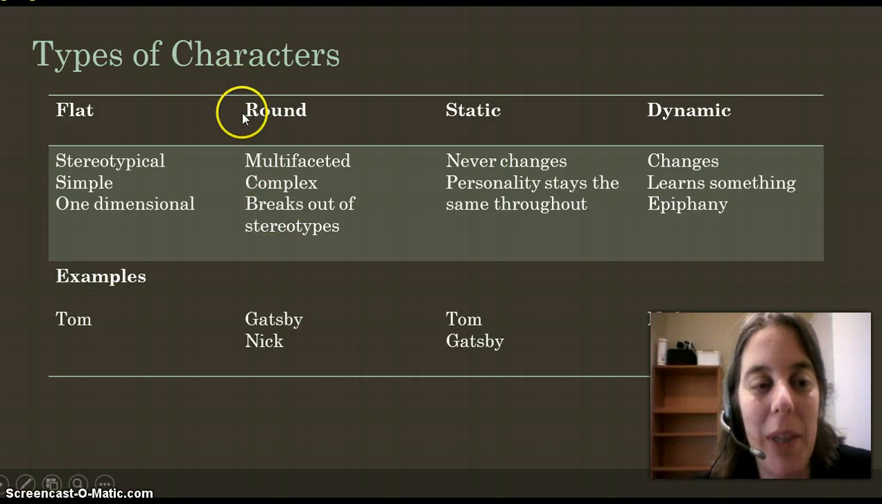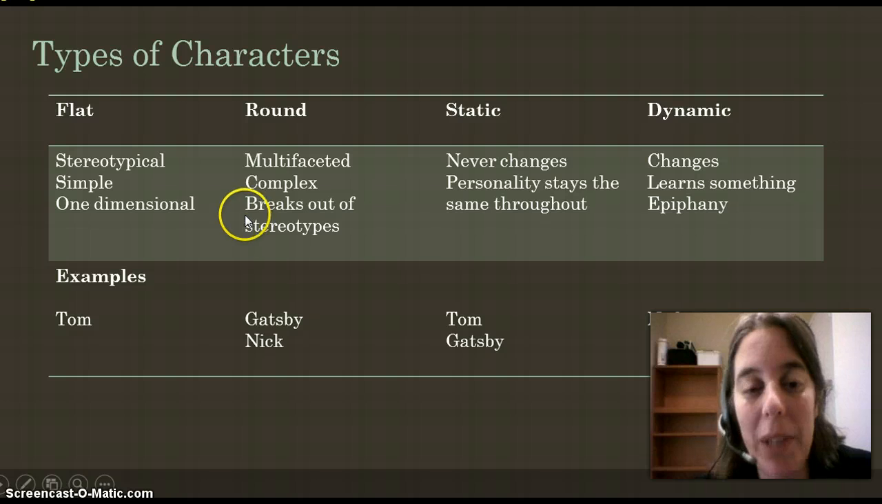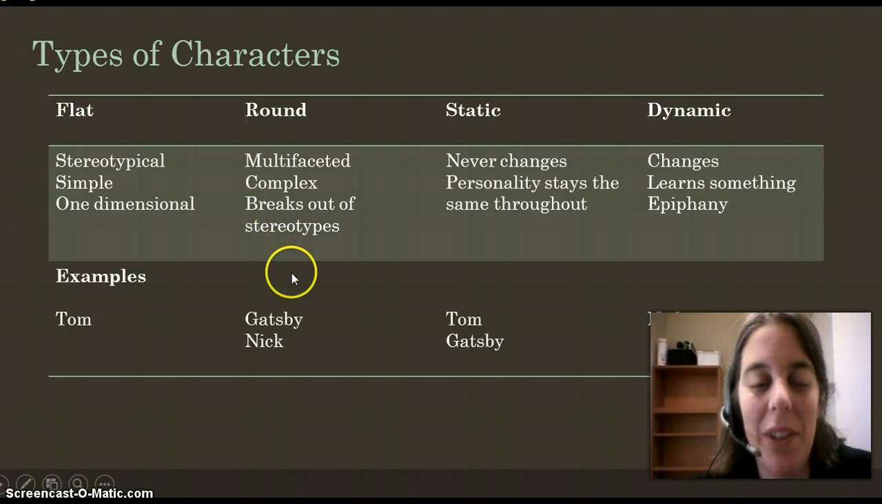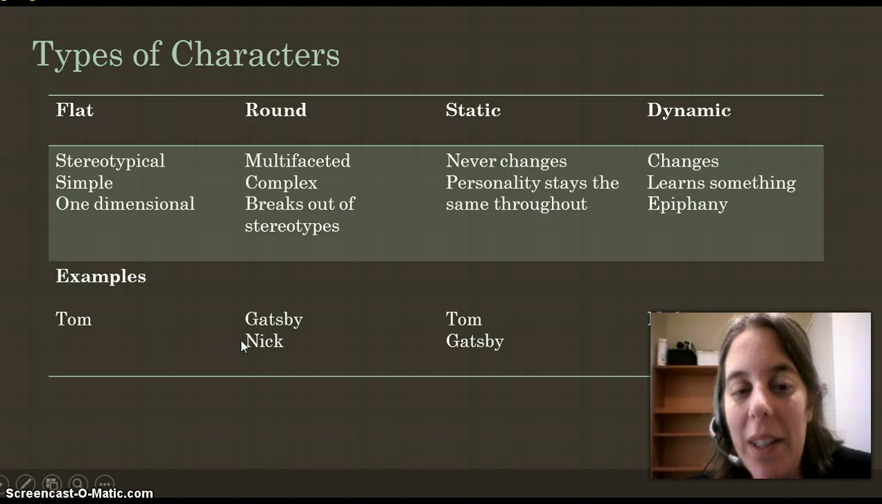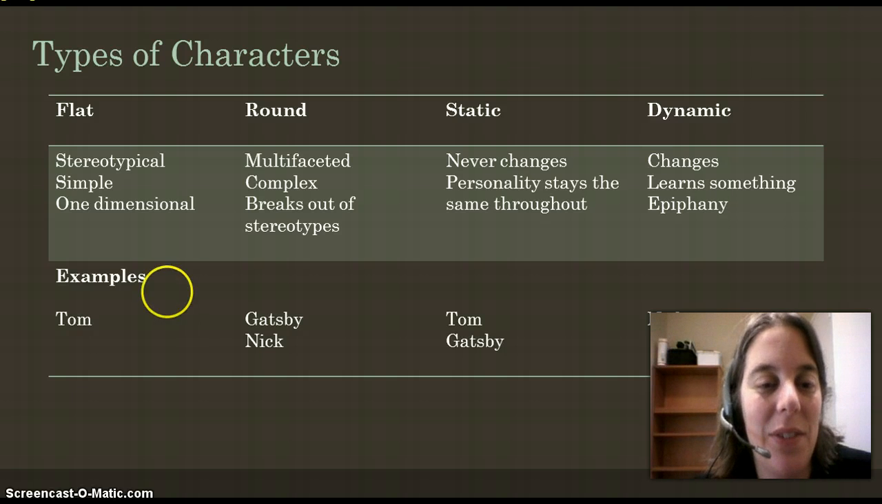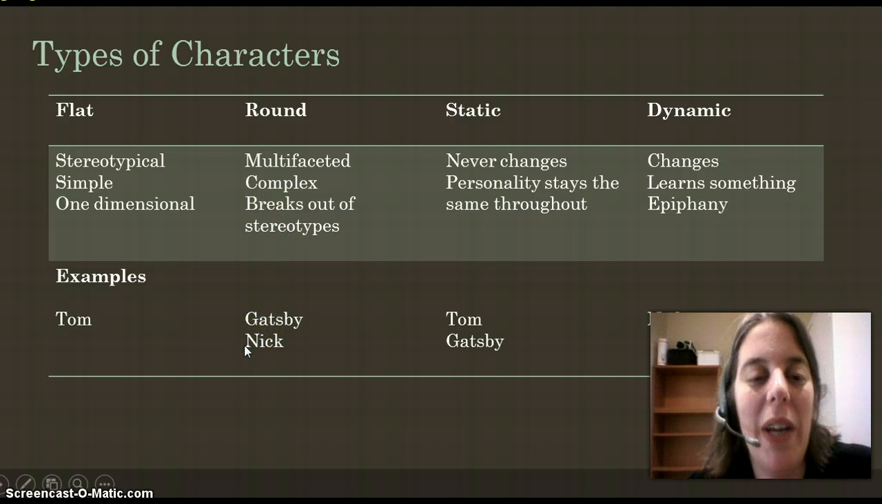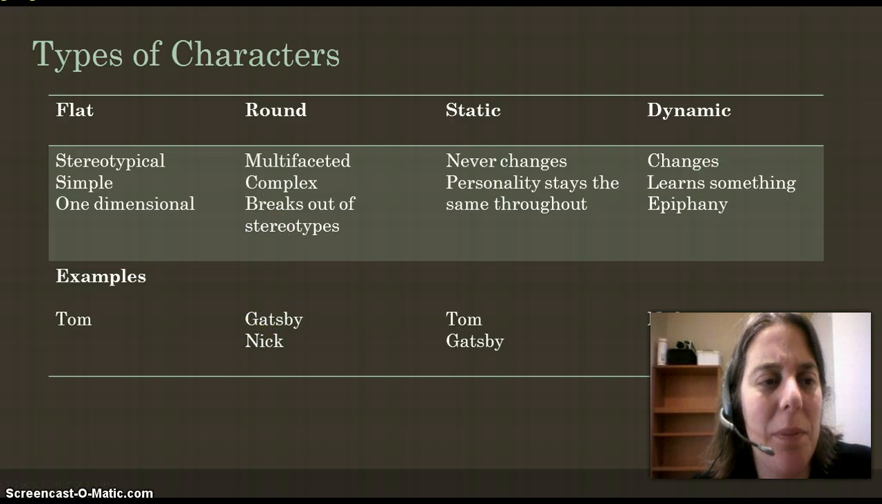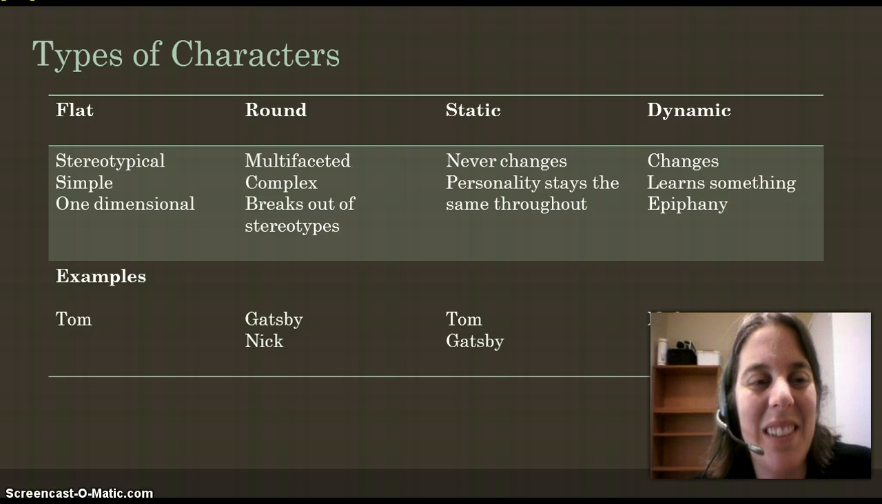A round character, by opposite, is multifaceted, complex, breaks out of stereotypes, hard to pin down. These characters would be Gatsby and Nick. Gatsby, no one can seem to put him into a category. He is complex. He defies our ability to pin him down or typecast him. And Nick is the same way. He seems to have a lot of different aspects to his personality. He's not really a stereotype. He can do a little bit of everything. He can blend into different scenarios.